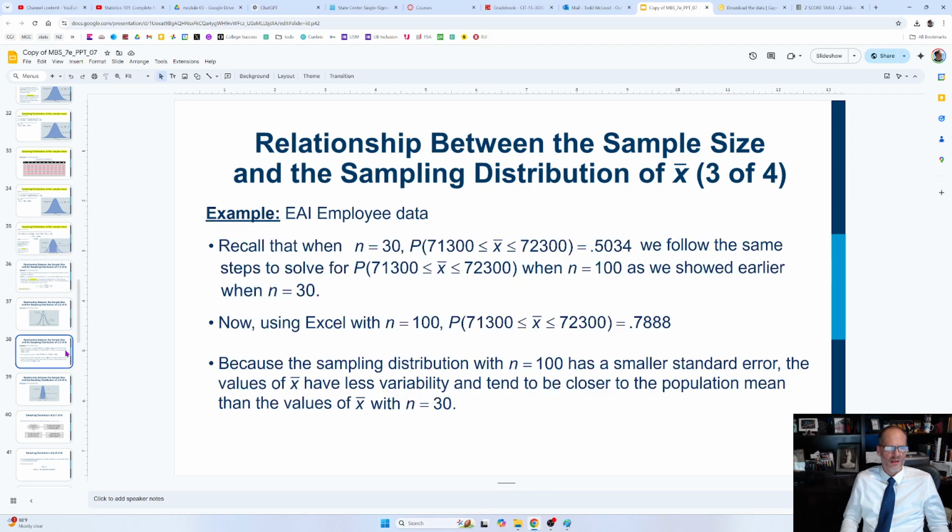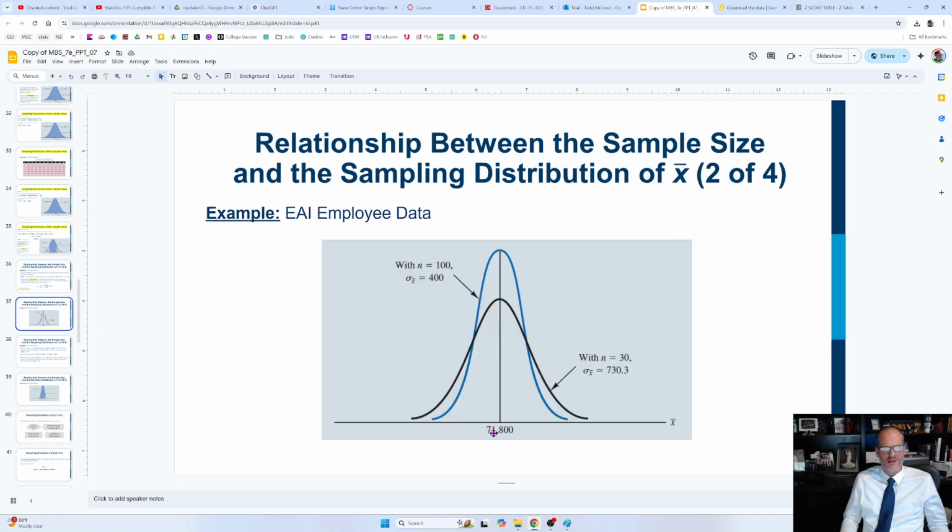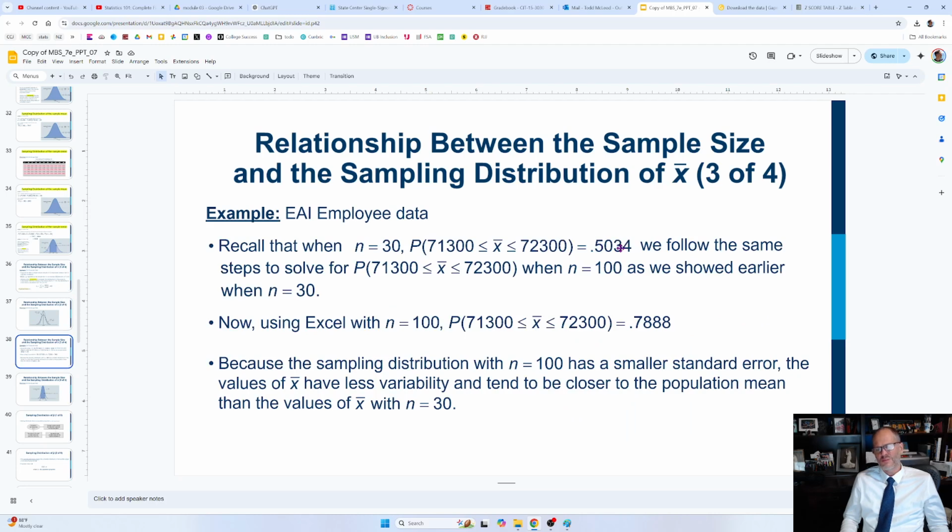There's that picture we've been looking at. Recall that when n is equal to 30, the probability of 71,300 to 72,300, right, 500 on each side of 71,800, the probability of that is 50.34%. We follow the same steps to solve for the probability of 71,300 to 72,300 when n equals 100. That's a confusing sentence, but it's just saying we're going to calculate this again with a different standard error.